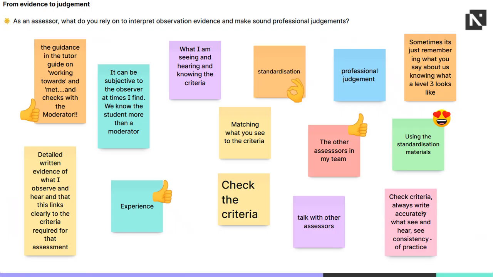Building on those additional criteria we just looked at, the next step in the process is thinking about how we can actually move from evidence to a professional judgment. In the live session, we asked assessors what they rely on when interpreting an observation, and these are some of the themes that came through. A lot of people talked about the importance of continually going back to the criteria, checking what you're seeing and hearing against the exact wording, and making sure the evidence genuinely aligns.